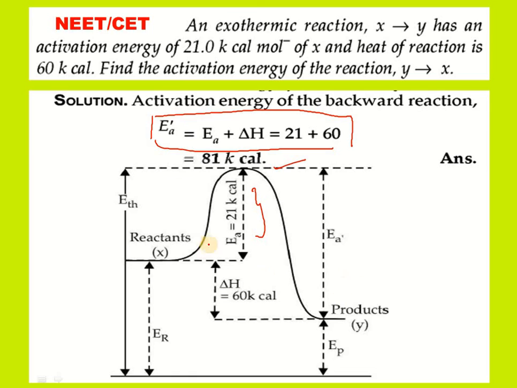So when Y will become X, it means it has to cross all this barrier. Means this value, that is the activation energy of the forward reaction plus delta H, that gives 81.